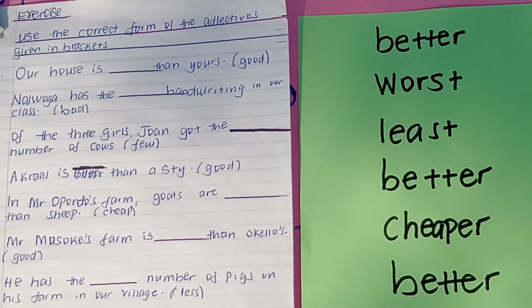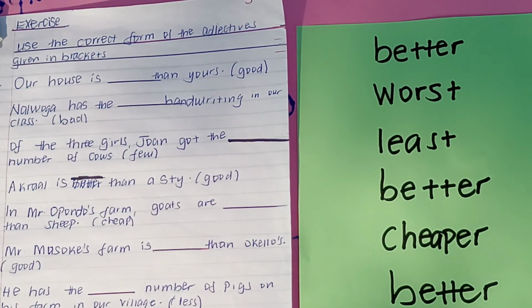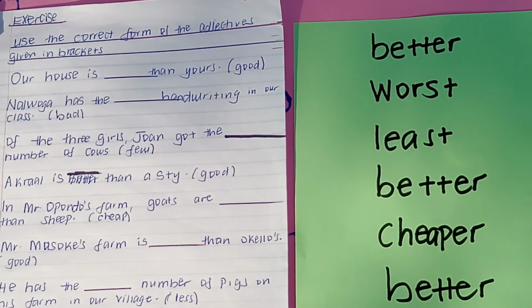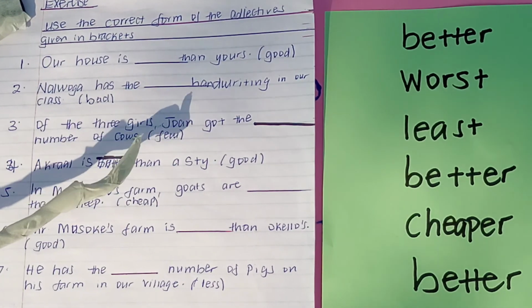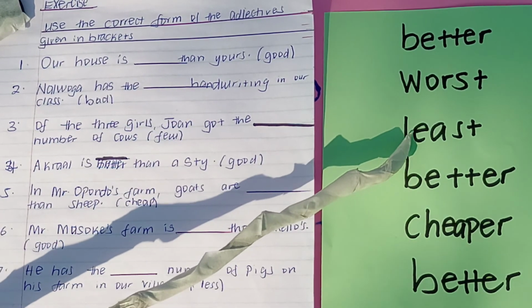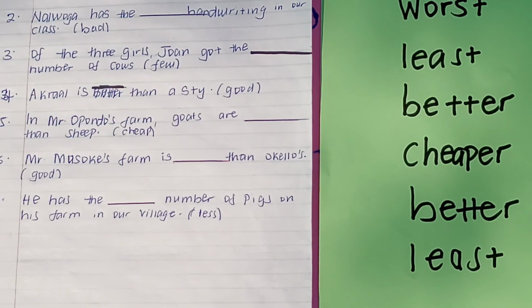Naloga has the worst handwriting in our class. We had bad in brackets and has changed to worst. Of the three girls, Joan got the least number of cows. In brackets, we had few. So it is changing to least. A kraal is better than a sty.